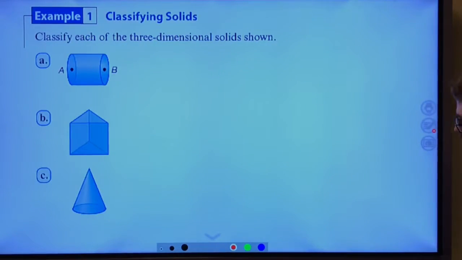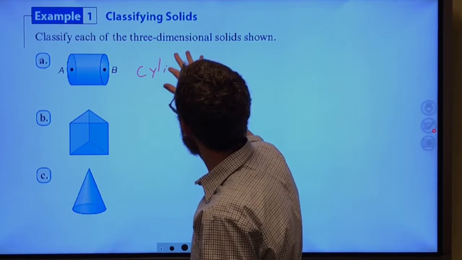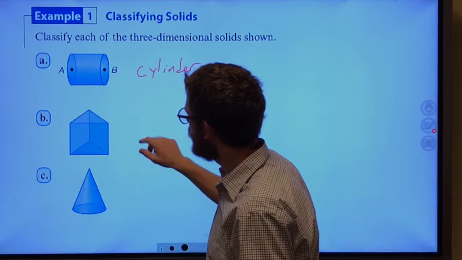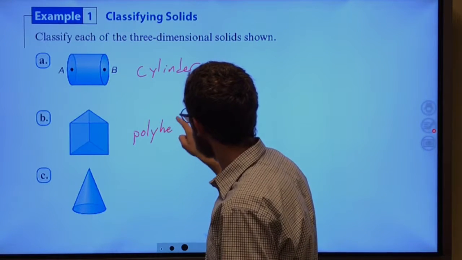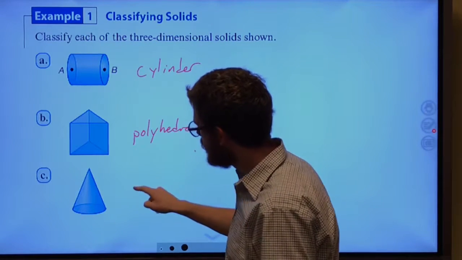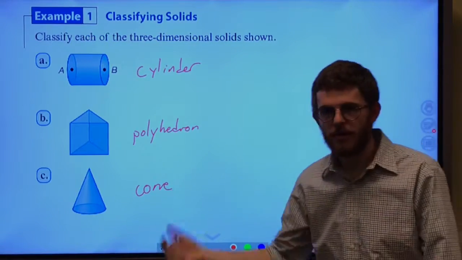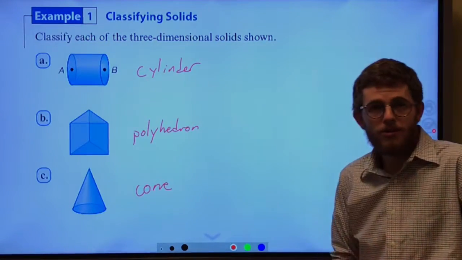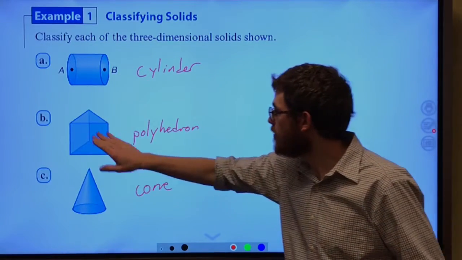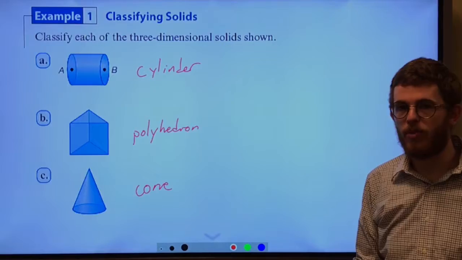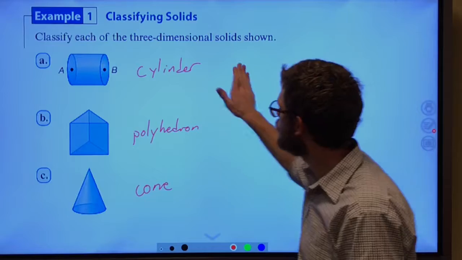We want to classify these solids. This right here would be a cylinder. This right here is simply a polyhedron. And this is a cone. We'll get into more specific names of polyhedra in a second, but right now, based on what we've talked about, this is formed by 4 or more. It's actually formed by 5 polygons, connected just at the edges. So it's a polyhedron.